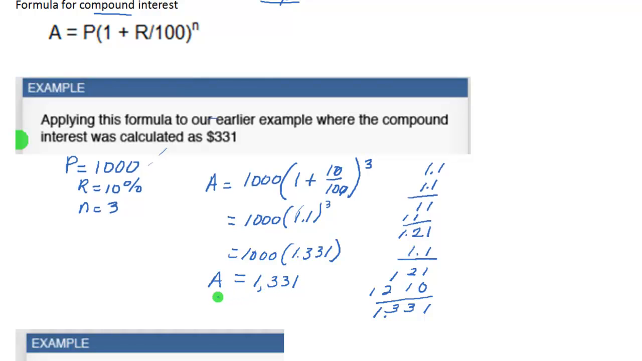And so remember, our original principal was $1,000. So if you want to know what your interest was, subtract those two, and there is our $331. Okay? All right.